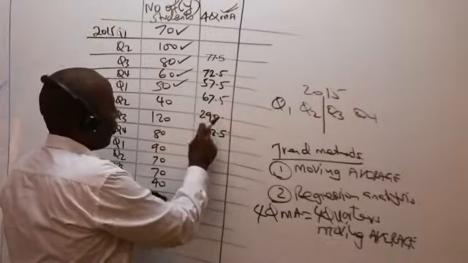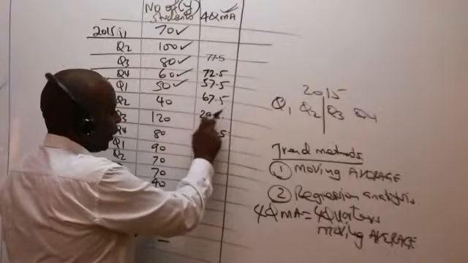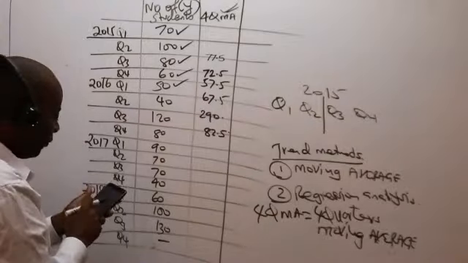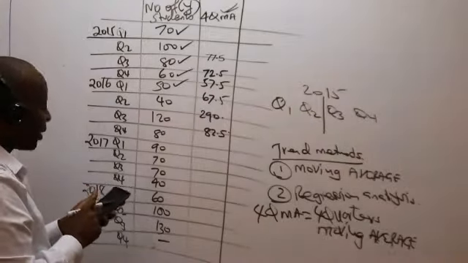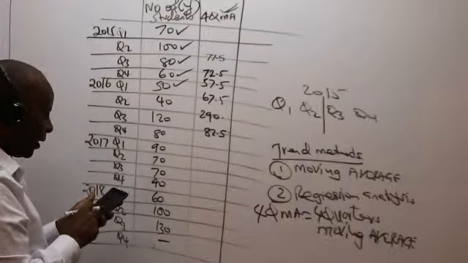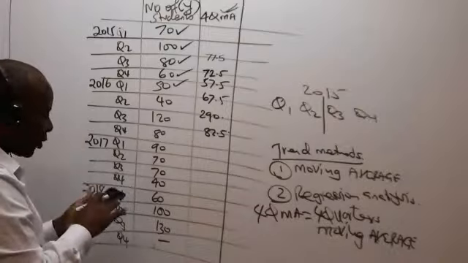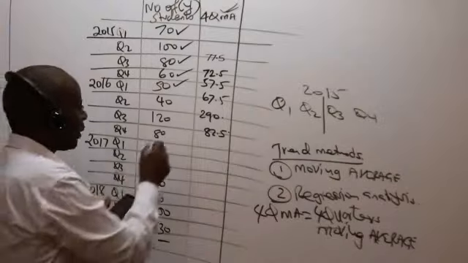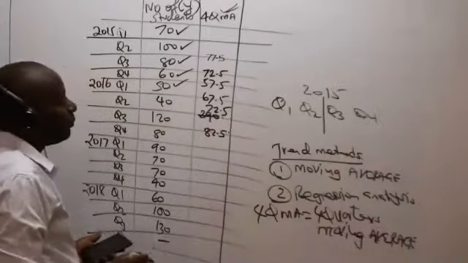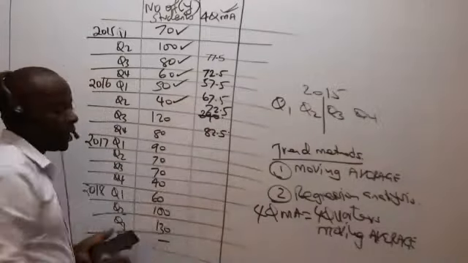Now, this one I don't think I got it correct. That one must be wrong. That one was supposed to be 50 plus 40 plus 120 plus 80, where I got 290. So divided by 4, I ought to have gotten 72.5. So that is it. Please go ahead and tick that.